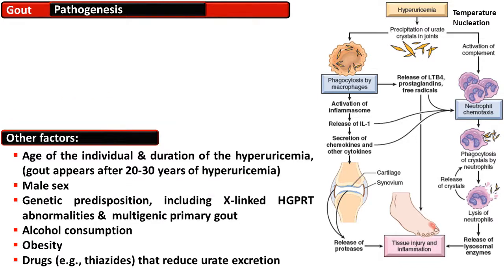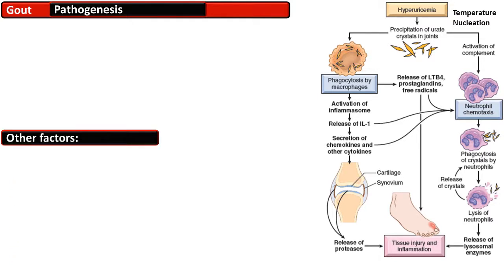The other factors which are responsible for the development of gout are the age at which the patient presents, or the duration of the hyperuricemia, as gout occurs about decades after the hyperuricemia. Male gender is another predisposing factor. Genetic abnormalities we have discussed already, alcohol consumption, obesity, and drugs that reduce uric acid excretion are also responsible for this disease.